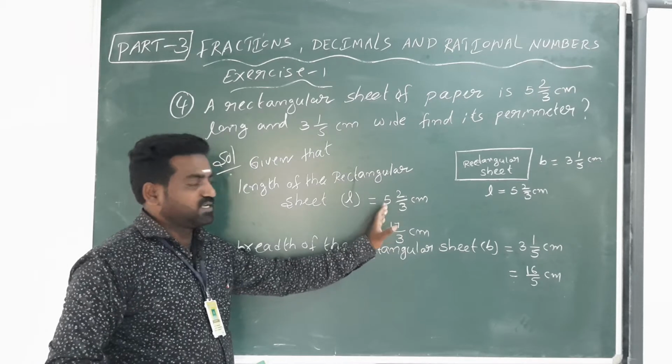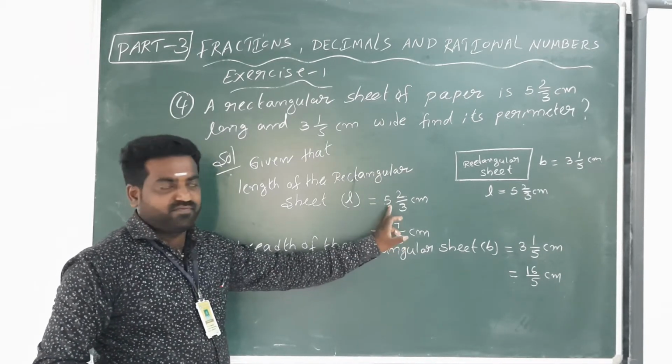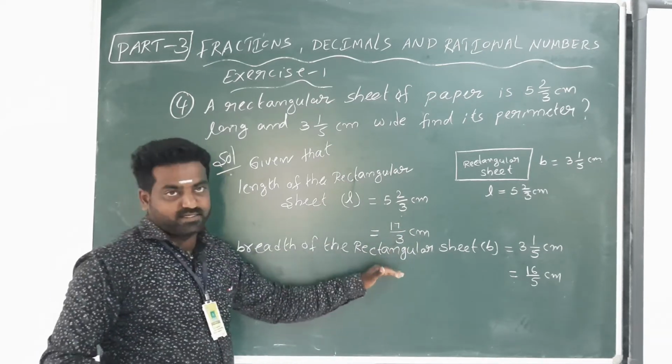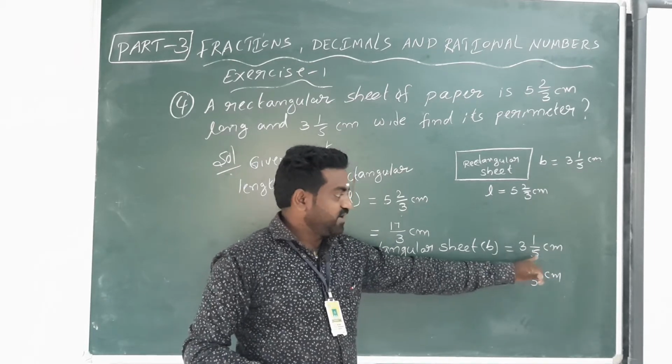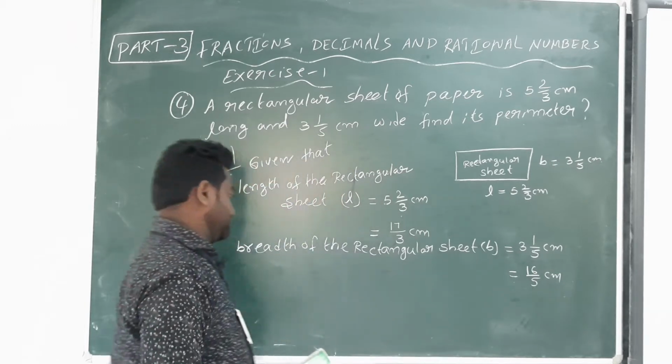Length of the rectangular sheet L is equal to 5 2 by 3 centimeters. This is a mixed fraction, converted into an improper fraction: 5 3s are 15, 15 plus 2 is 17 by 3 centimeters. Breadth B is equal to 3 1 by 5 centimeters: 3 5s are 15, 15 plus 1 is 16 by 5 centimeters.